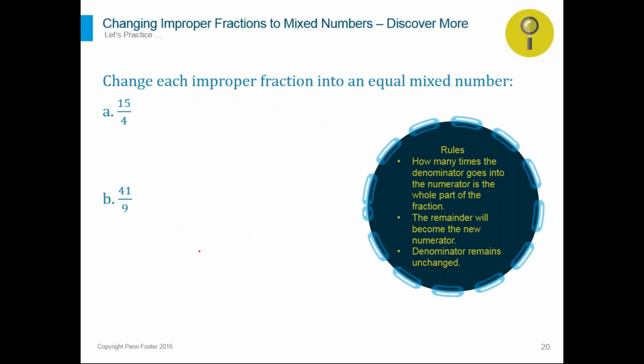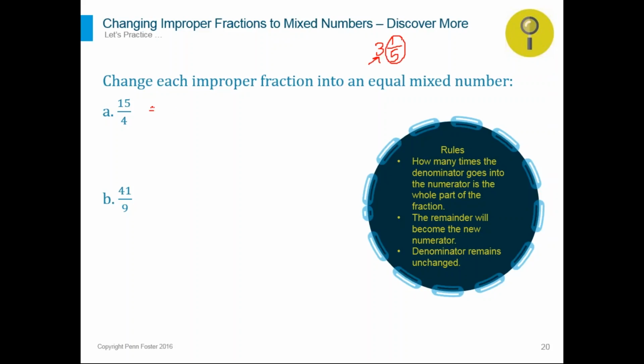How would I change an improper fraction to a mixed number? A mixed number, as the name says, it's a mix of a whole number and a fraction. Example, if I have 3 and 1/5, that's a mixed number. It has a whole number part and a fraction part. It's a mixed number. So how do I change an improper fraction to a mixed number?